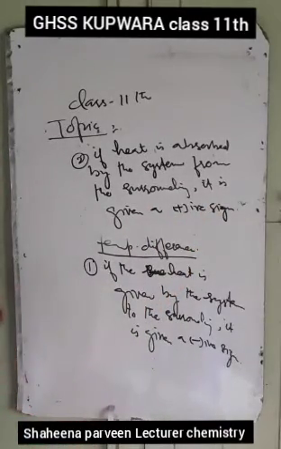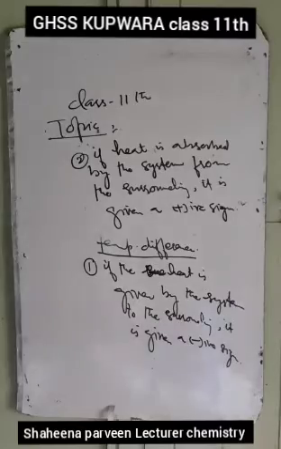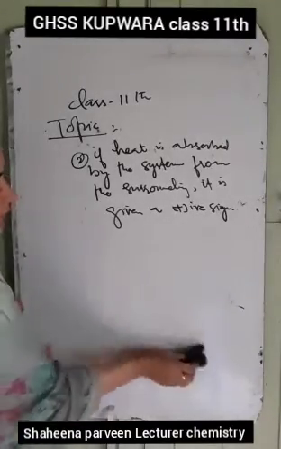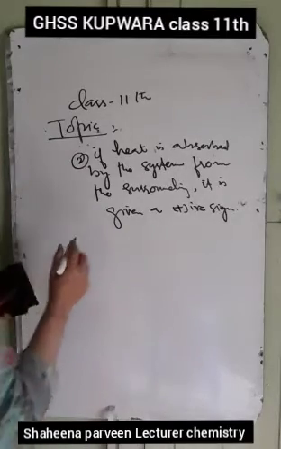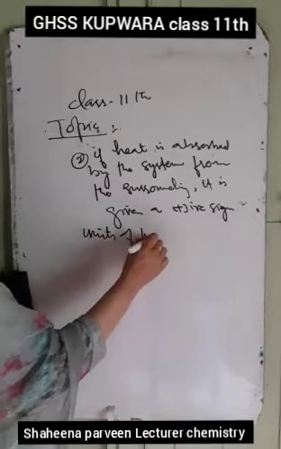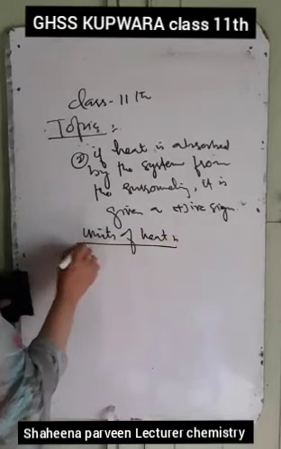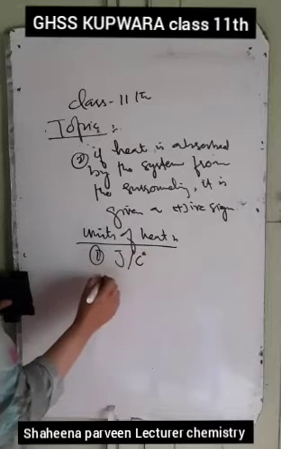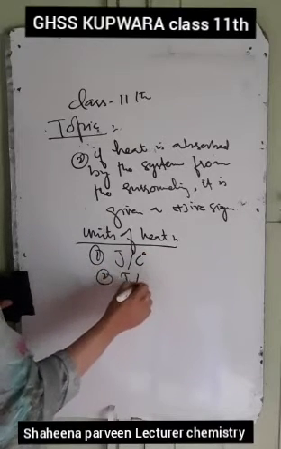Now the units of the heat. Heat, its SI unit is joule per Kelvin, or it is joule per degree centigrade.